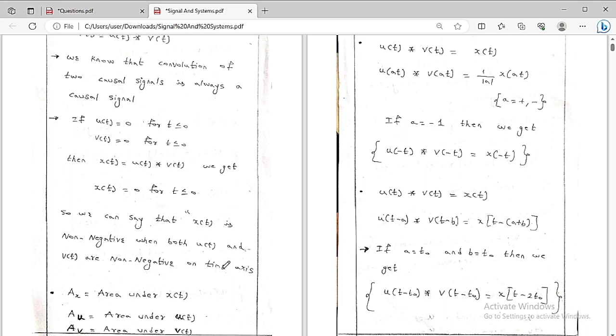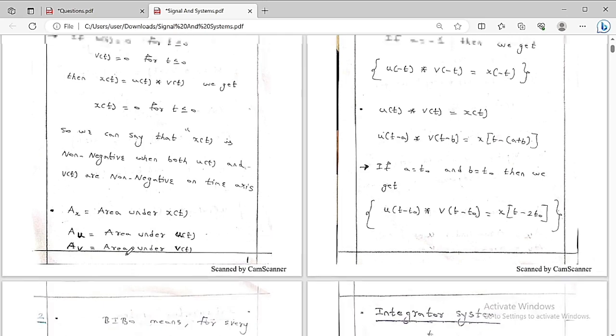So we can say that if u of t is a causal signal and v of t is a causal signal, in the combination of two causal signals, you always get a causal signal. This you always have to keep in your mind: whenever you combine two causal signals, the resultant is also a causal signal. So as u of t and v of t are causal signals, the resultant x of t is also a causal signal.